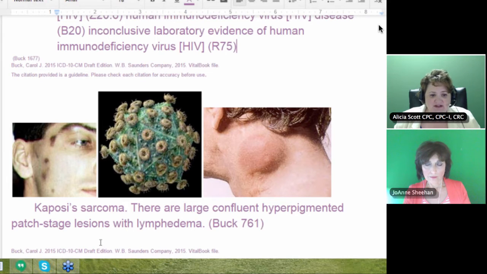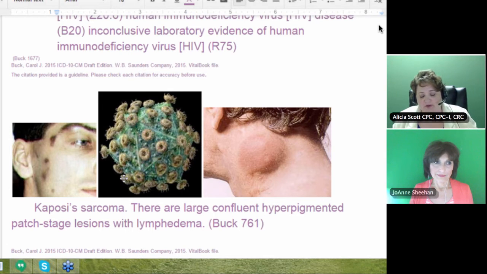And one of these is Kaposi sarcoma, where they get these black lesions, black spots on their skin. It's described as large, confluent, hyperpigmented patch stage lesions with lymphedema. Again, you can see a picture of that on page 761 of the 2015 Carol Buck. Now, I pulled this one off the internet because I wasn't able to pull the picture from the ICD manual like I was able to pull these statements, because I'm sure there wasn't a link there.